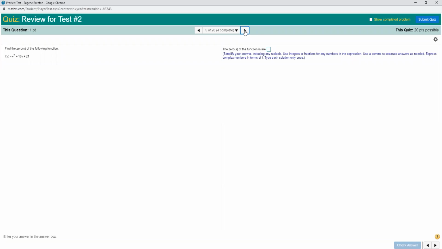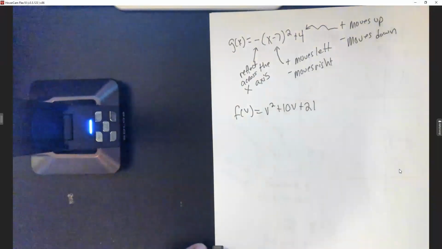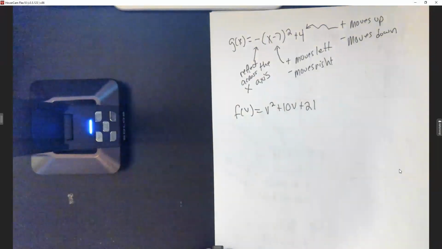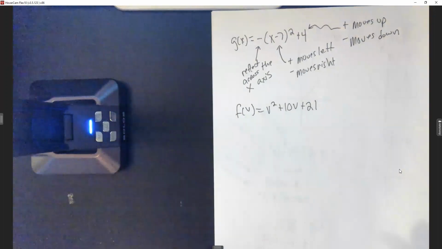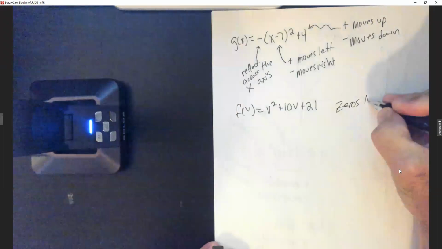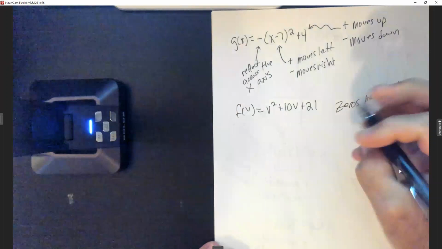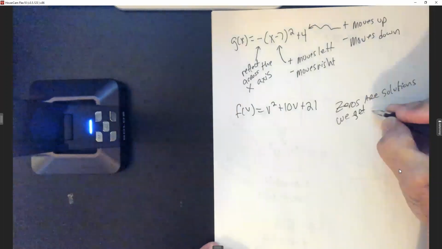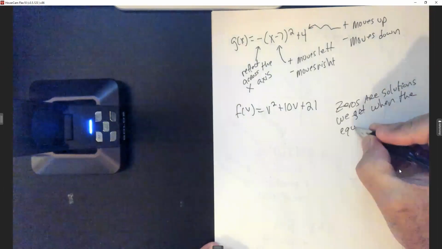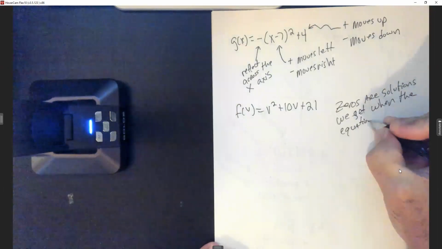Alrighty, so I'll write this one down. F of v equals v squared plus 10v plus 21, and they want me to find the zeros. So basically, when you see something that says find the zeros, they basically want us to find the answers. So the zeros are the solutions we get when the equation is set equal to 0.